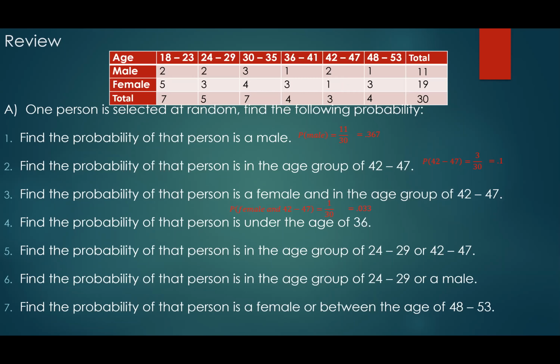So again, to distinguish this word and, the first thing you have to ask yourself is, how many items, how many people am I selecting? If you select more than one, meaning you select multiple times, then you need to multiply. And that is where dependent and independent come into play.